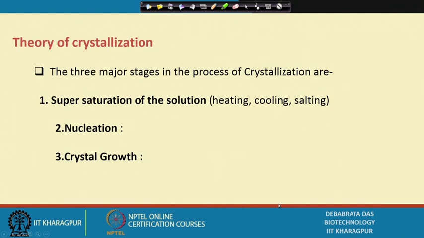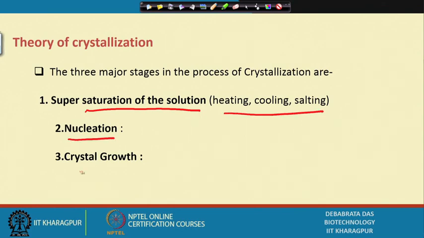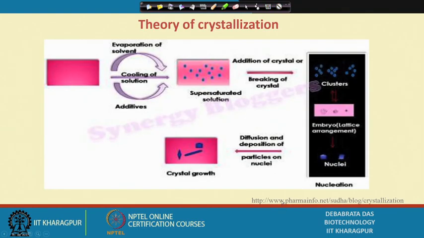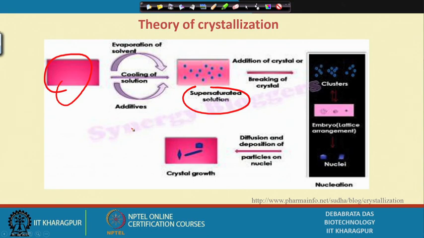And the theory of crystallization: first is the supersaturation of the solution. This is done by heating, cooling and salting, and then nucleation, then crystal growth. It can be explained like this. We concentrate the liquid from a dilute state. When concentrated, the particles are very close to each other. Then nucleus formation takes place, and when the nucleus forms, crystal growth takes place. This is how crystal formation takes place.